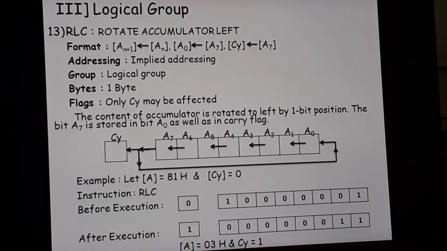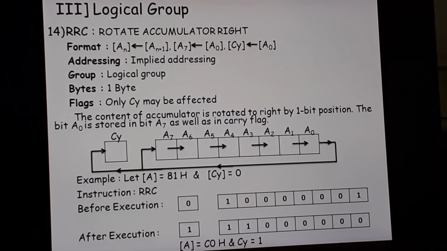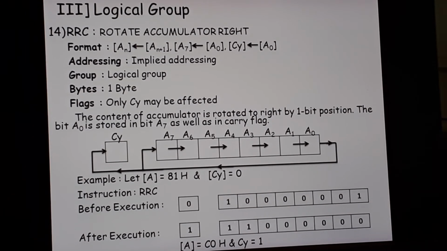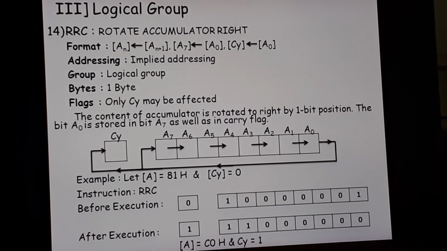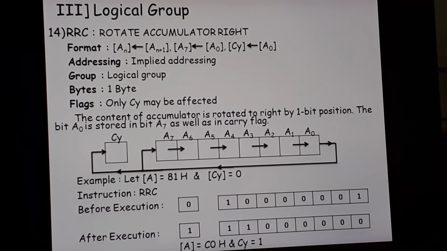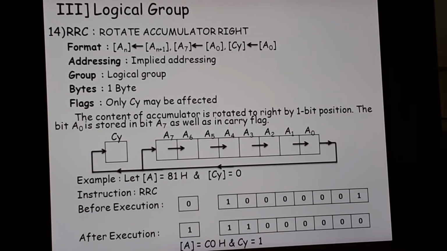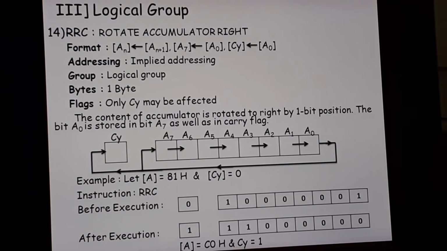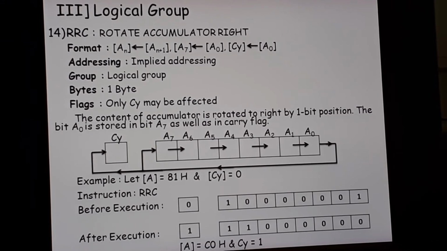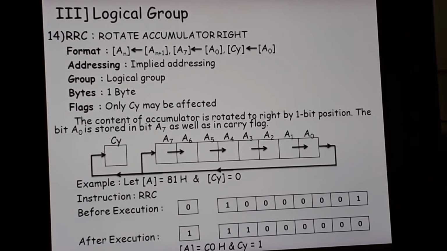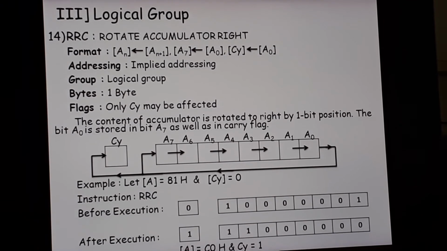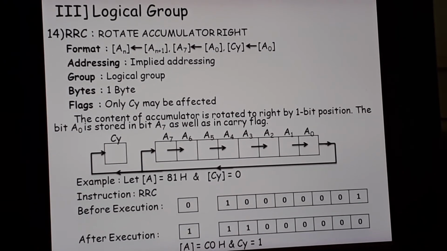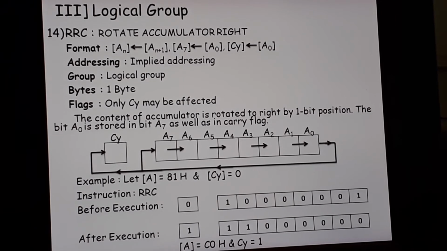Okay, now the next we have is rotate accumulator right. Correct, RLC is done. Now we'll be seeing RRC, which is completely opposite of RLC. In RLC you used to shift to the left hand side by 1 bit position. In RRC you will be shifting to the right hand side by 1 bit position. Okay, so the full form is rotate accumulator right. How will you write the format? According to the diagram that I have shown, you can write the format.